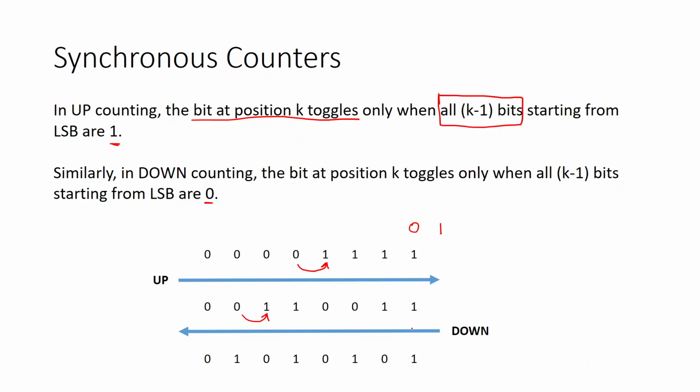Similarly, for down counting, if you look in this direction from right to left, the position changes from 1 to 0 when the LSB is 0. Similarly, here this change from 1 to 0 happens only when both the previous bits are 0. So we keep this in mind, and that will give us a directive to construct the synchronous counter.